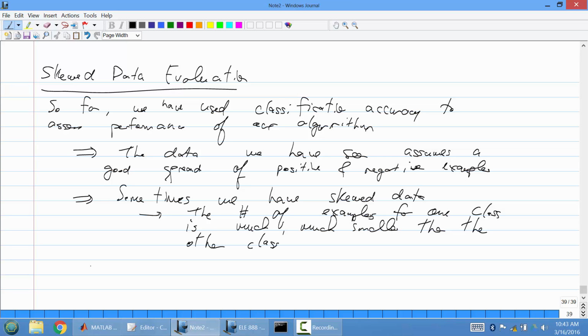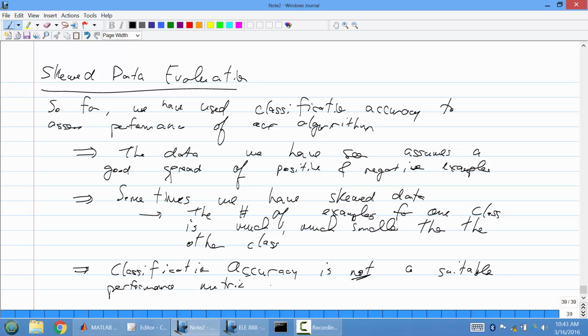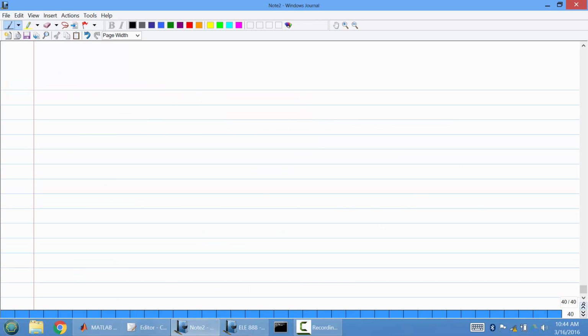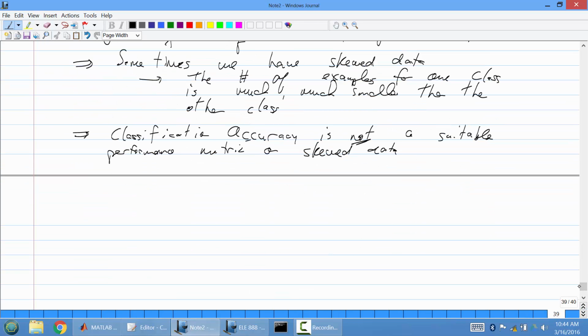If you have skewed data, then classification accuracy is not a suitable performance assessment for your algorithm. So classification accuracy is not a suitable performance metric on skewed data. And I'm going to give you an example to make this rather obvious. Okay? So here's an example.